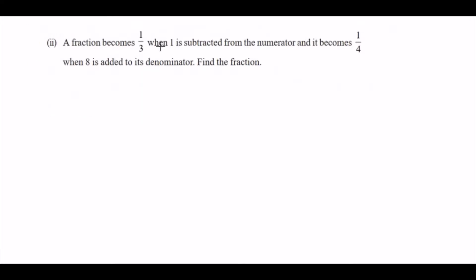A fraction becomes 1 by 3 when 1 is subtracted from the numerator and it becomes 1 by 4 when 8 is added to the denominator. Find the fraction. That is, you have to take the fraction as x by y and then frame the linear equations and find out the solutions.